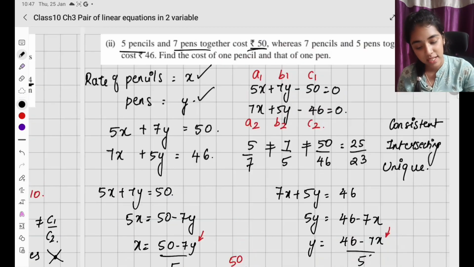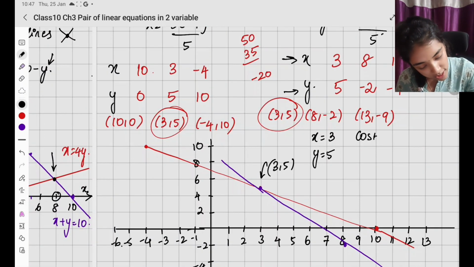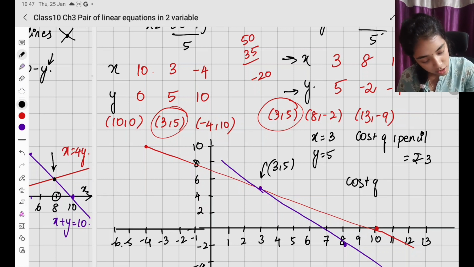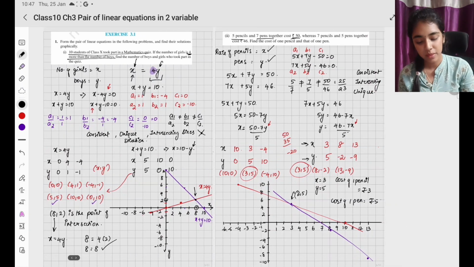நம்மளோட x என்ன? X is going to be rate of 1 pencil. So cost of 1 pencil equals rupees 3. And அடுத்தது cost of 1 pen equals rupees 5. Okay, so this is how you write the final answer. Okay, please copy.